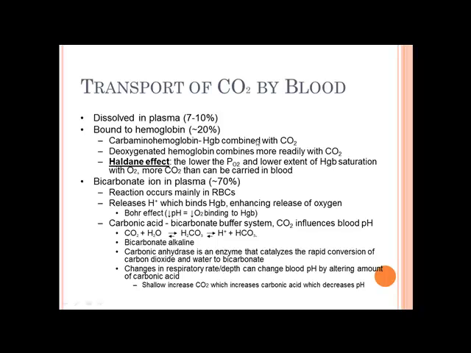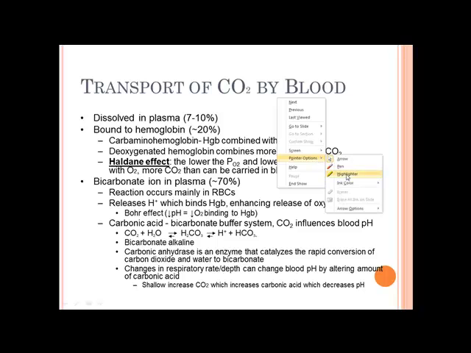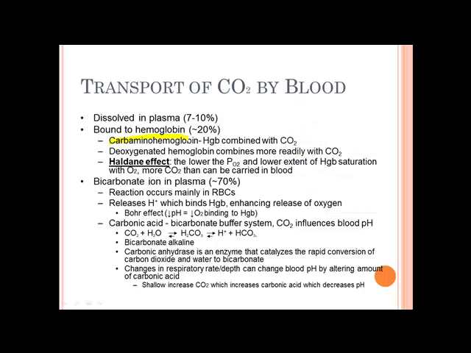Okay, next one, transport of carbon dioxide in the blood. Some of it's going to be dissolved in plasma, 7 to 10%. About 20% of it will attach to hemoglobin. Here's that carbaminohemoglobin right here. And then the rest of it is going to be in this bicarbonate. Okay. There's this thing called the bicarbonate buffer system. It is this right here.